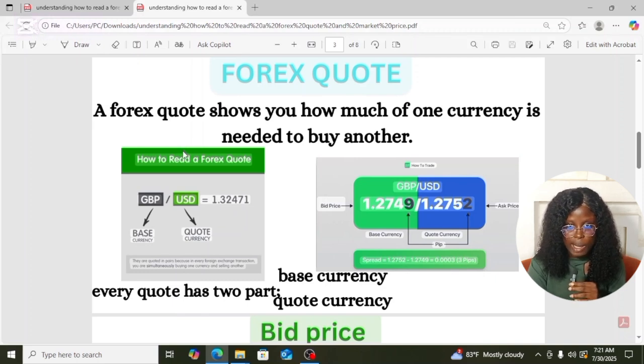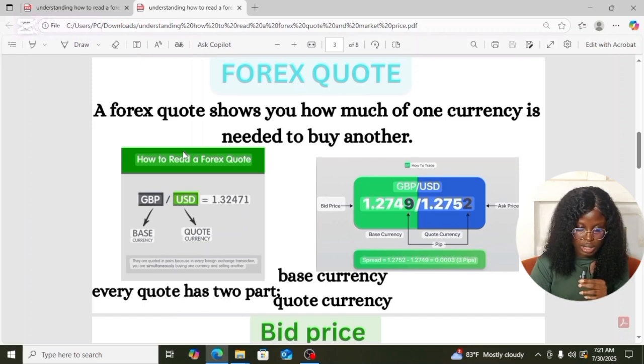So a forex quote shows how much of a currency is needed to buy another one. Exactly. When you want to exchange one currency, it is the amount you need of a particular currency to get the other currency. So let's give an example. This is an example. You understand?